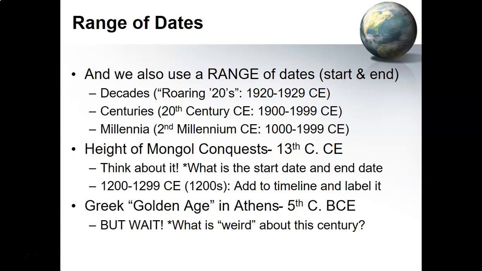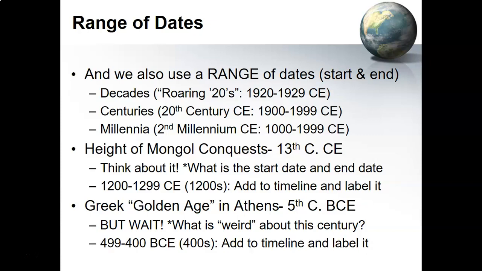Why? Well, because think about it. Here's our first task. What's the start date and what's the end date? In other words, when does the 5th century BCE start? Well, because we're on the other side of the zero, the bigger number is the start date. So it's 499 to 400, not the other way around. It is similar, though, because if you think about it, what's the 1st century BCE? It's 99 to 0.